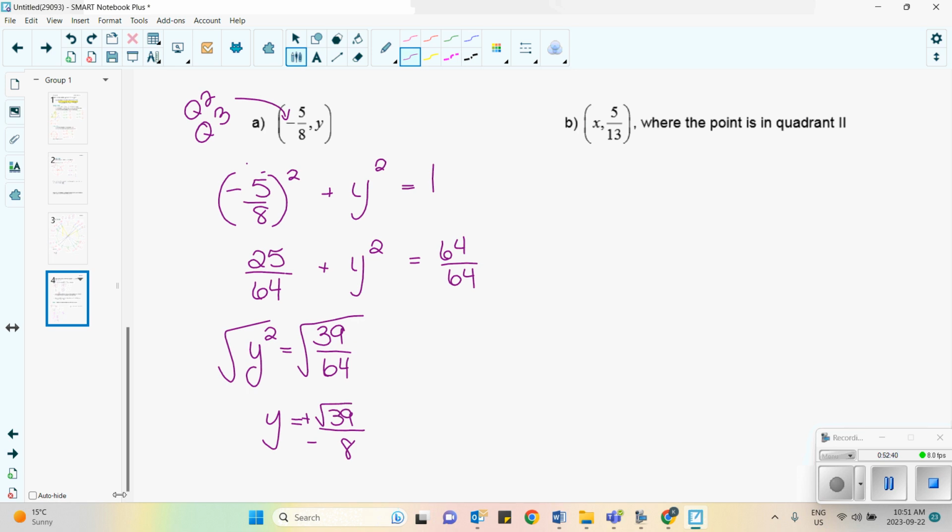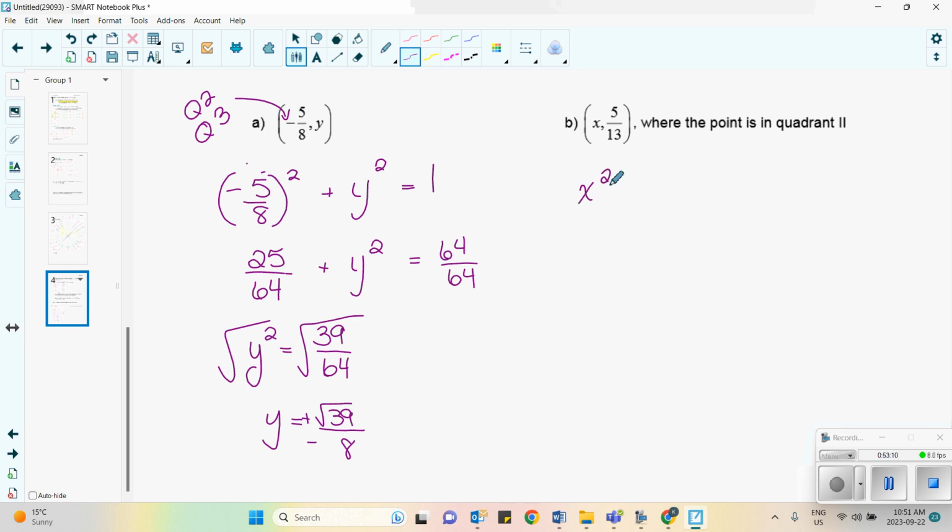Okay, last one. This one's giving us a restriction. It's just a plus minus in the last one. Okay, so we're going to do the same thing here, but it's given us a restriction. It says the point is in quadrant 2. So what do we know automatically about our x? Has to be negative. So we know our answer isn't going to be plus minus this time. It's only going to be negative because it's given us that statement.